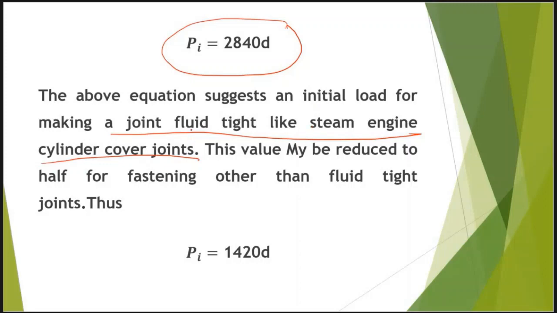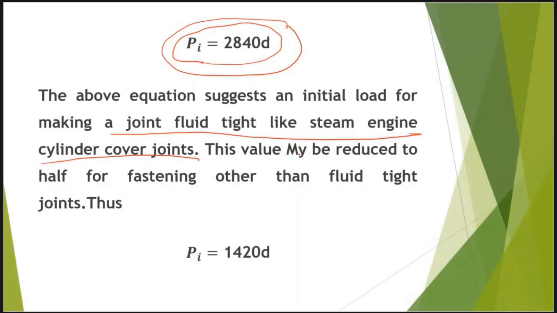For example, a steam engine cylinder cover joint. In a steam engine cylinder cover joint, the joint should be fluid tight. Why? Because otherwise the steam at higher pressure will escape through the joint. So the equation Pi equal to 2840D is used for making fluid tight joints. That is, for making fluid tight joints, we have to tighten to a maximum. Under that condition, the initial tightening load will be calculated using Pi is equal to 2840D.